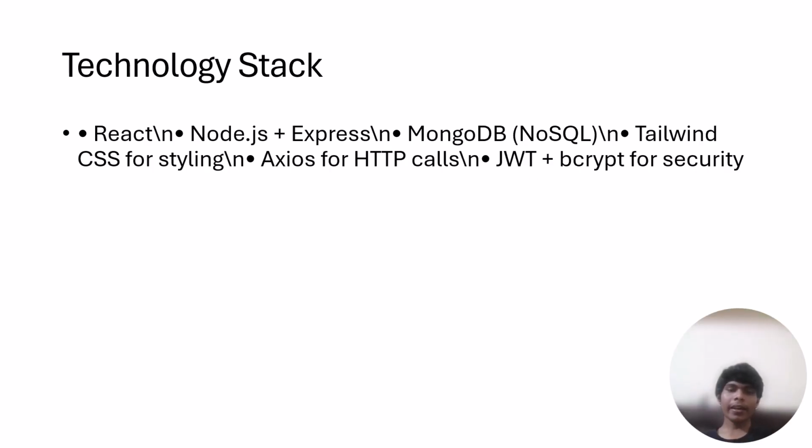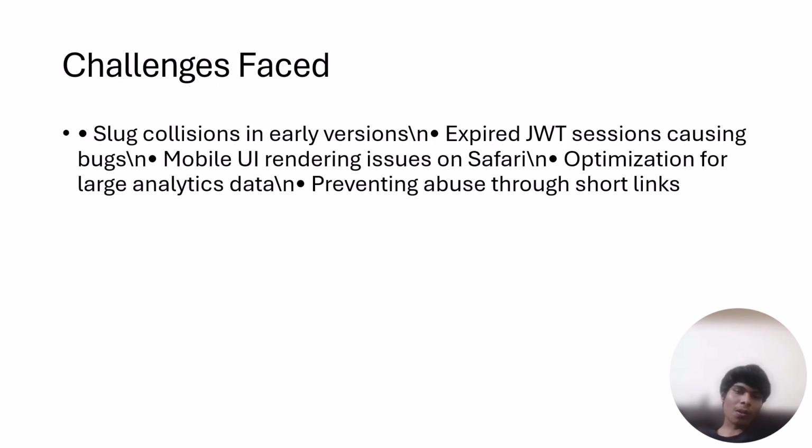Technology stack: React, Node.js, JavaScript, Express, MongoDB, and CSS for styling, Axios for HTTP calls, JWT plus bcrypt for security. Challenges faced: collision handling, expired JWT expiration causing bugs, and regex issues in JavaScript for Safari. Optimization for large analytics data, and preventing abuse through shortening.